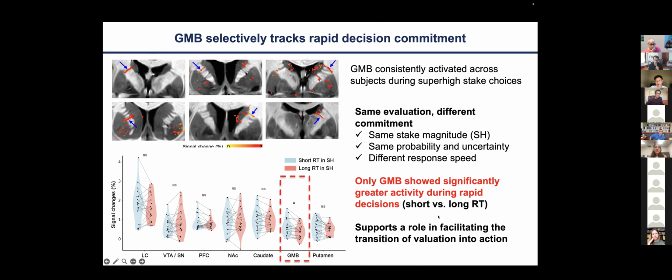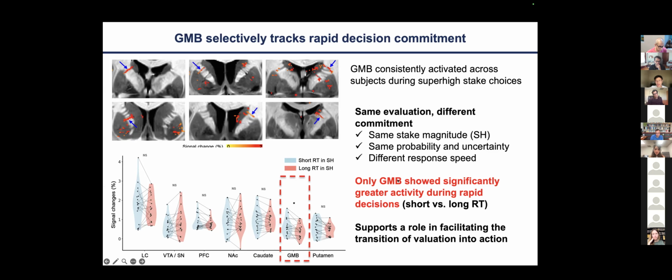So we compare, for the same evaluation condition, for example, the same stake magnitude, such as super high stake. It will be the same evaluation because it has the same probability and uncertainty. But we compare different response speeds, so different commitment. We compare short versus long response time during the same evaluation stage, and compare those for all those ROIs.